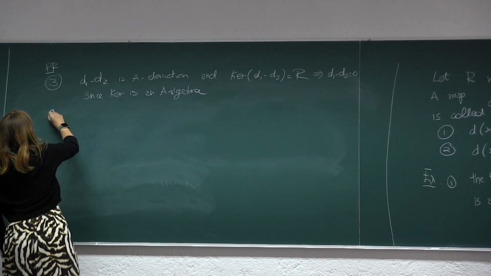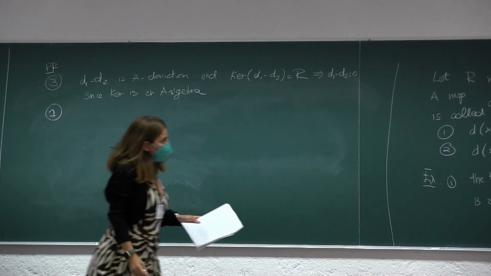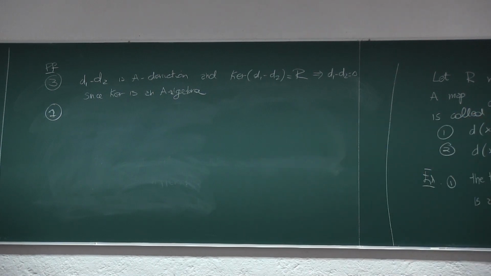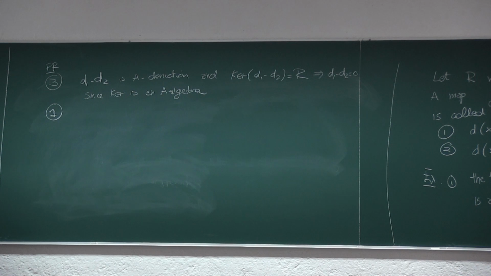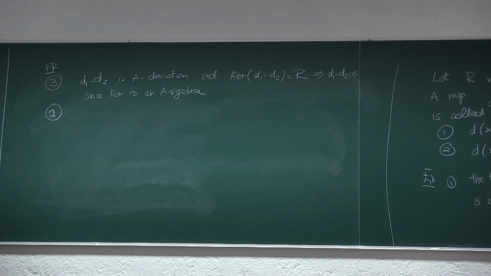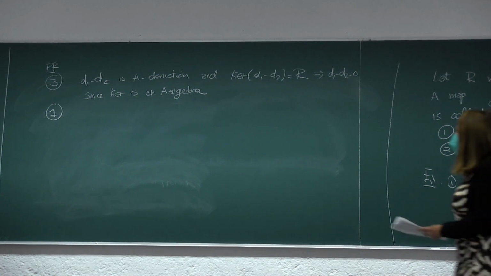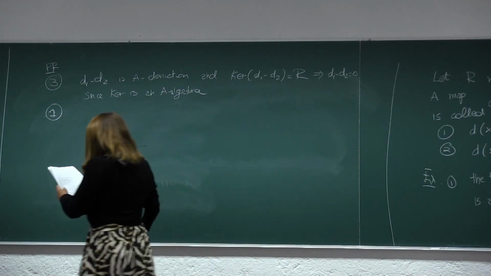And now I have to prove 1, that being an A derivation is the same as being A linear. Remember, if you want to take it as a definition of a derivation, you want to prove that it's the same as being A linear. And this makes sense because an A derivation really means that the elements of A are constant. So let's see that that is true.